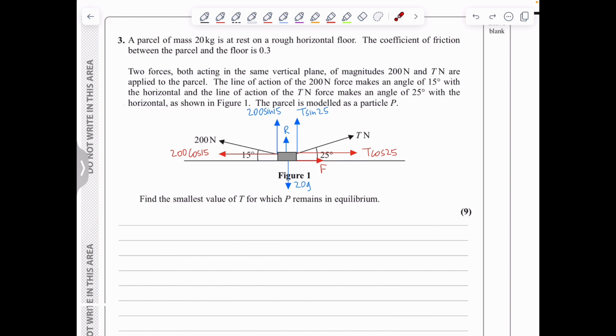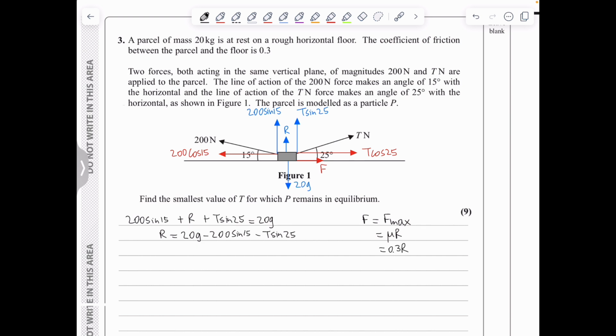I will now consider balancing the forces acting upwards and downwards. So we've got that 200 sin 15 plus the reaction force R plus T sin 25 must be equal to 20g, because the forces acting upwards are equal to the forces acting downwards. And this means that the reaction force R is equal to 20g minus 200 sin 15 minus T sin 25. We also have that the frictional force F is equal to the maximum frictional force F max, which is mu R. Well, in our case, mu is 0.3, so F is 0.3R.